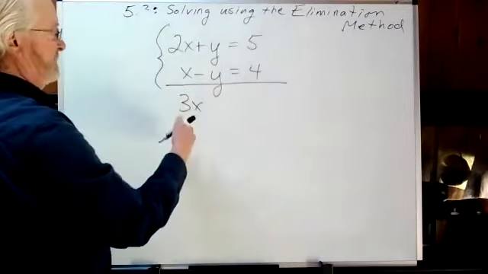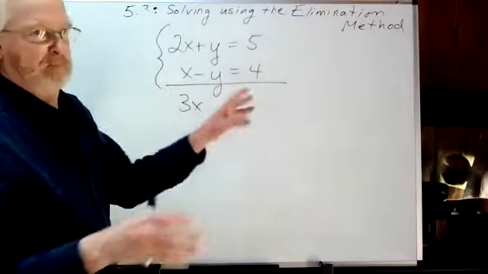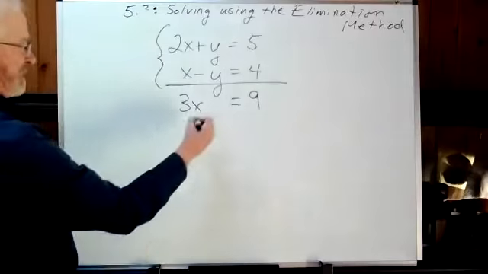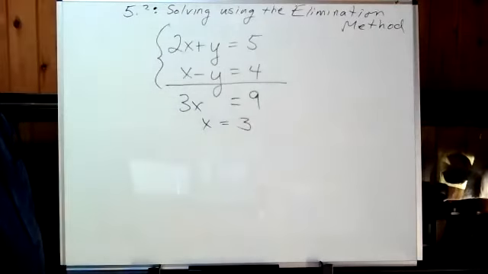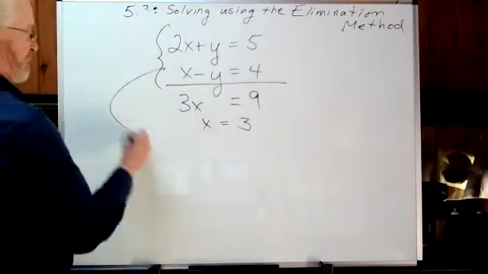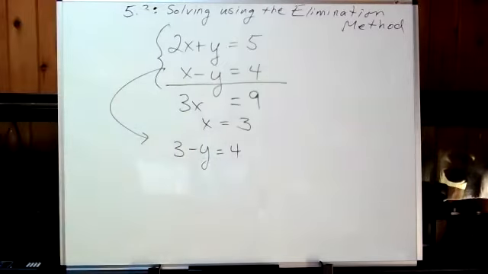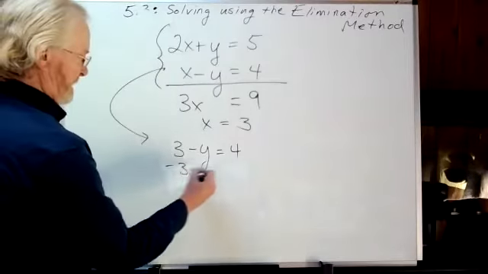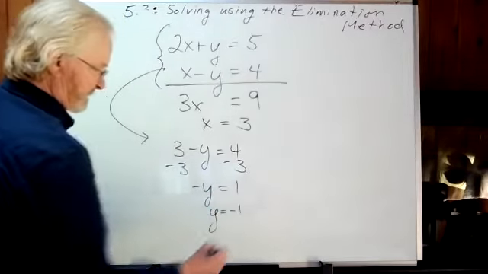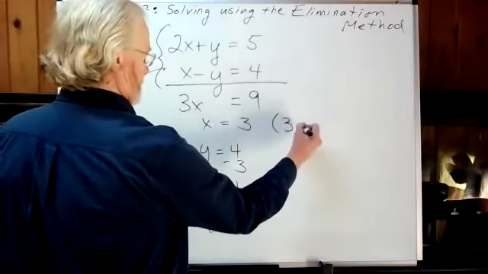Add all the x's. If they're not in the same order, you've got to put them in the same order, right? If they try to trick you by making it y plus x, make sure you're adding x's and x's and y's and y's. And what's that, 9? Divide by 3, and x is a 3. Got to plug it back in to find the y. Maybe I'll use this one this time. 3 minus y equals 4. If I subtract the 3, negative y is 1. I guess y then is -1. If I multiply both sides by -1, I'm not guessing, right? My ordered pair is (3, -1).